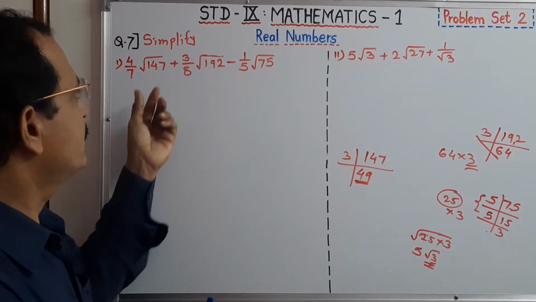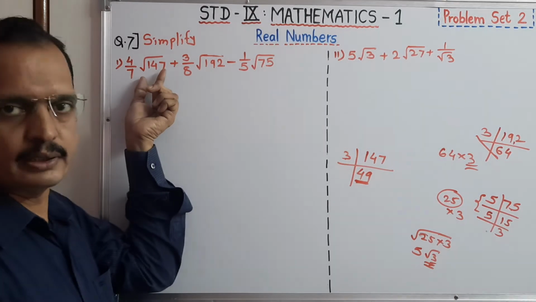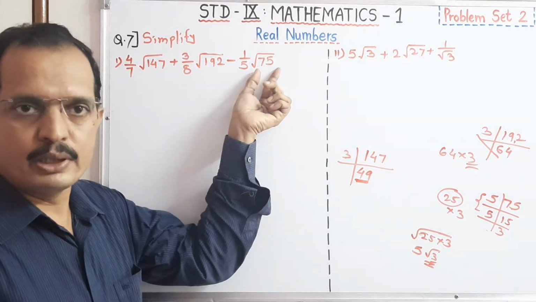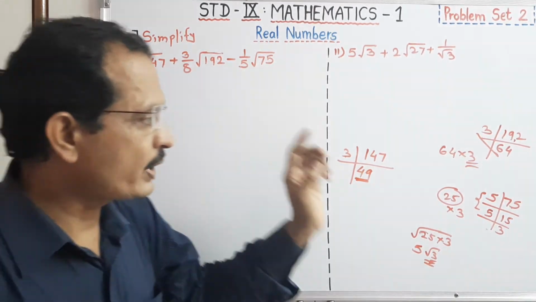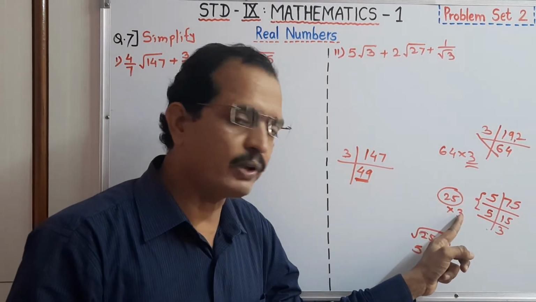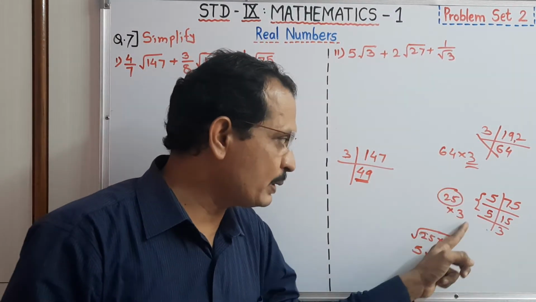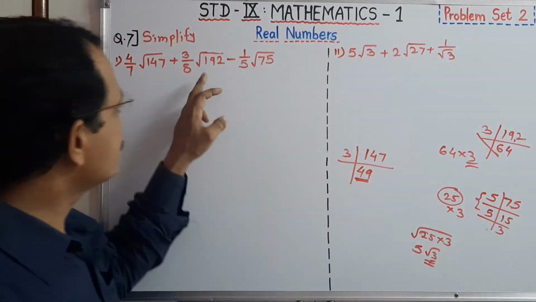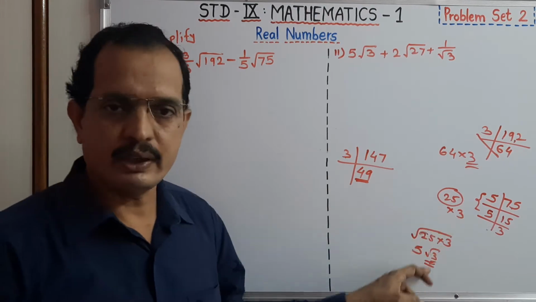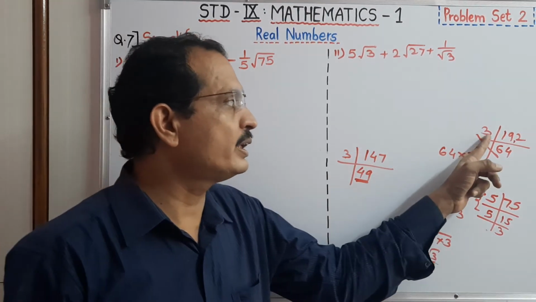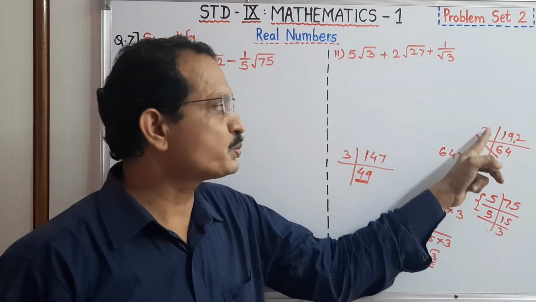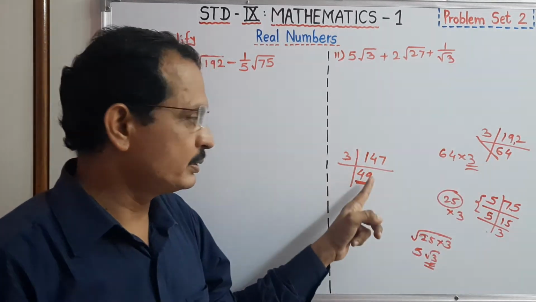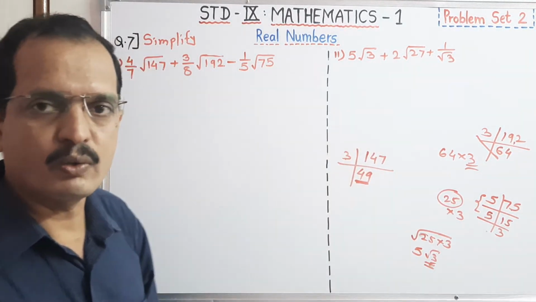This is the simple way. These two are difficult to factorize directly, therefore we choose the simple one, that is 75. 75 has factors 25 into 3. And if we simplify this, we get root 3 as one factor. For this also we require root 3 as one factor. Therefore directly divide this number by 3. That means one factor should be 3 and another is a perfect square. This is the easiest way to find the factors.